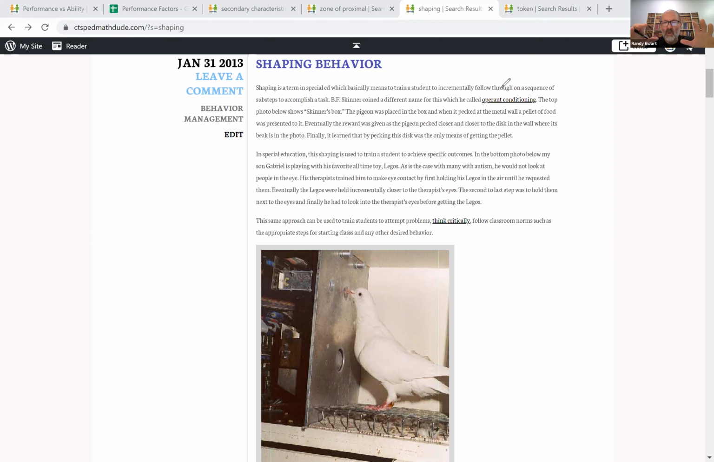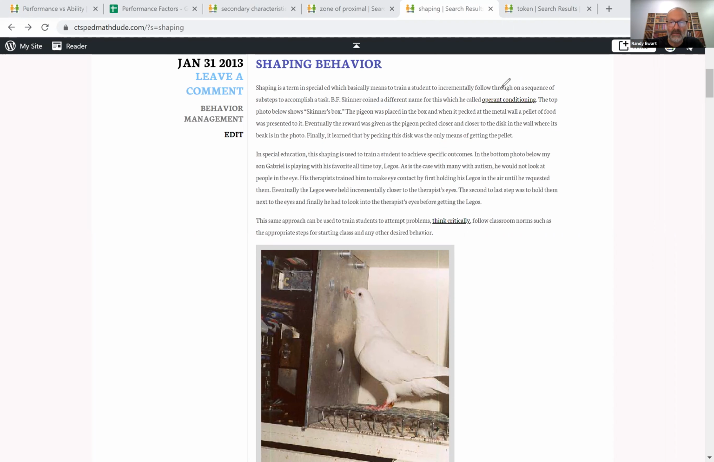Then the experimenters changed the parameters of the game. The pigeon had to peck at the top half of the wall to get a pellet. If he pecked at the bottom half, no pellet. The pigeon learned, I'm going to peck at the top half. Then you would narrow the reward area closer and closer to this little plate where he's actually pecking now. Soon enough, the pigeon learned he had to peck on that one spot in order to get a pellet. That's shaping. We can do that with students.